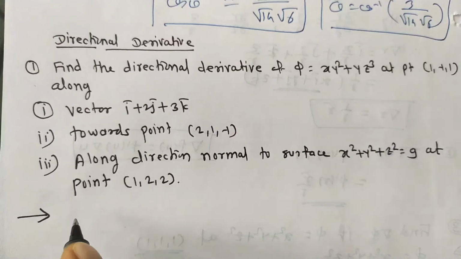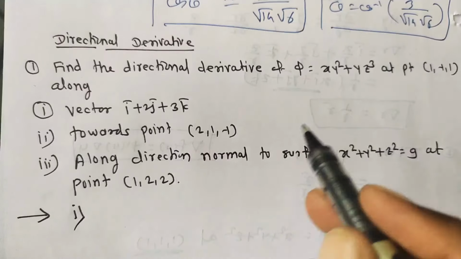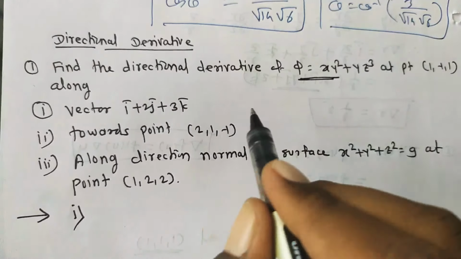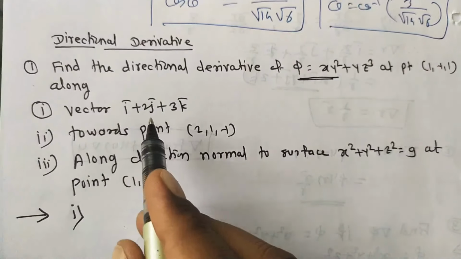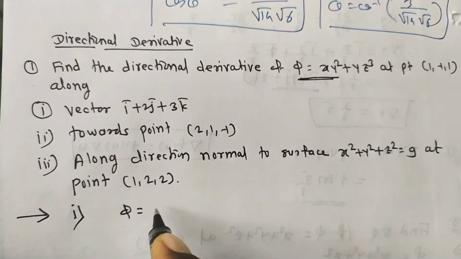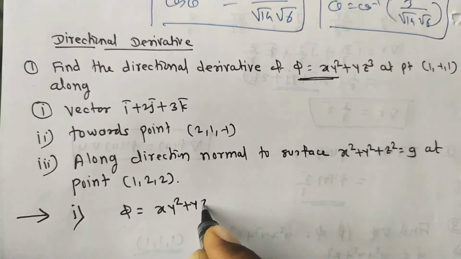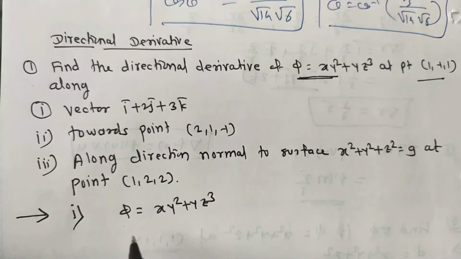For solving problems on directional derivative, the most important thing is, in any problem, if a scalar point function phi is given, first try to find del phi. Del phi is very important. After getting del phi, then use the directional vectors. Okay. So phi is given, and you have to find the directional derivative of this scalar point function phi is equal to xy square plus yz cube at point (1, -1, 1). So first we have to find del phi here.